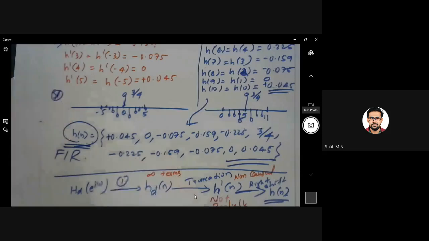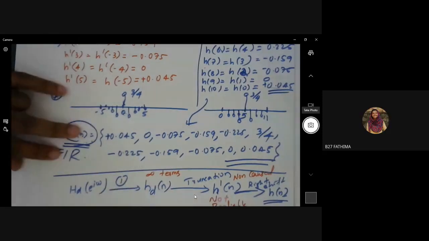Okay, so that was a high pass filter, right? Sure. So what was the cutoff frequency? What was the cutoff frequency for this question? Pi by 4. Pi by 4.